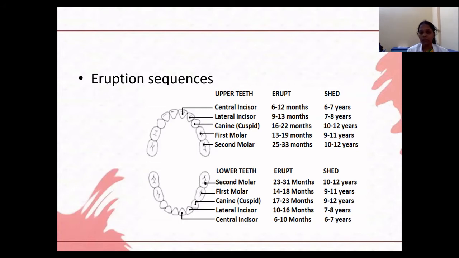The total eruption sequence of the primary teeth will get completed. First, the upper central incisor usually begins to erupt prior to the lower incisor. It will usually erupt at 6 to 12 months of age, and next the lateral incisor will erupt at 9 to 13 months of age. The lower central incisor will erupt at 6 to 10 months of age, and the lateral incisor will erupt at 10 to 16 months of age.